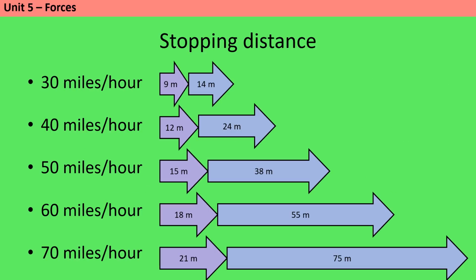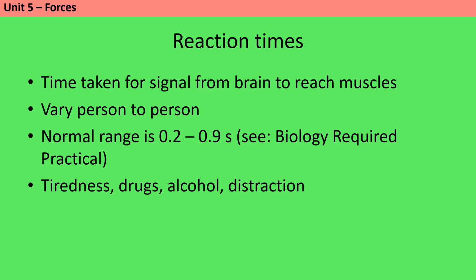Here are some typical thinking and braking distances for cars travelling at different speeds. As you can see, at 30 miles an hour, a car has a typical stopping distance in total of 23 metres, whereas by 70 miles an hour, it's more like 96 metres. Your reaction time is the time taken for a signal from your brain to reach your muscles, and it does vary from person to person from about 0.2 seconds to 0.9 seconds. You'll have measured this as part of the biology required practical in the homeostasis topic. It can be increased by tiredness, drugs, alcohol, and also just by being distracted.